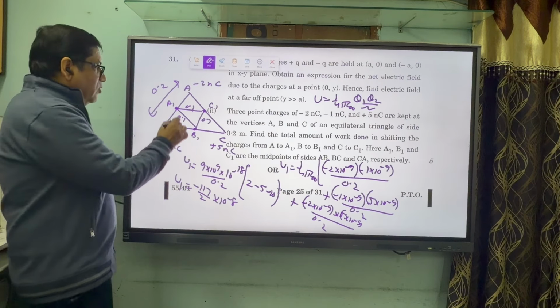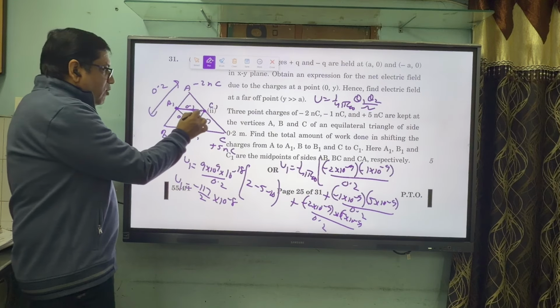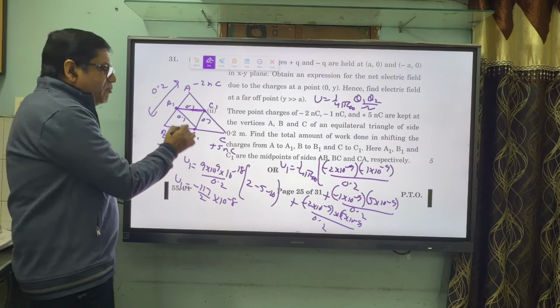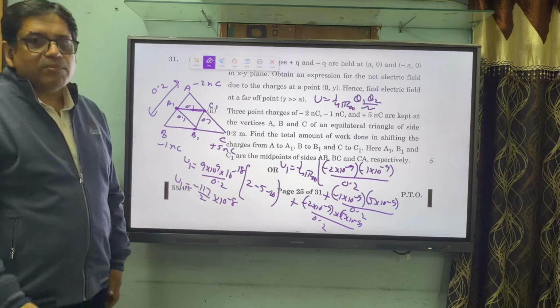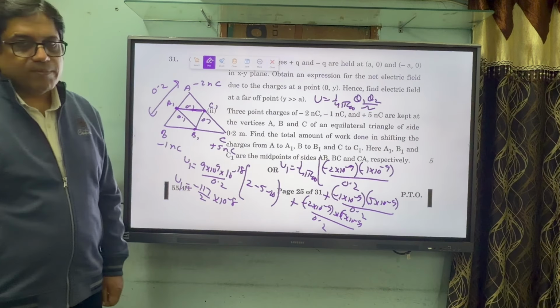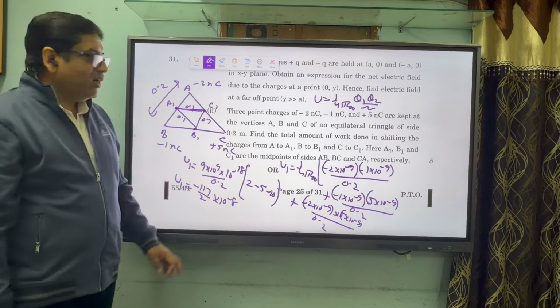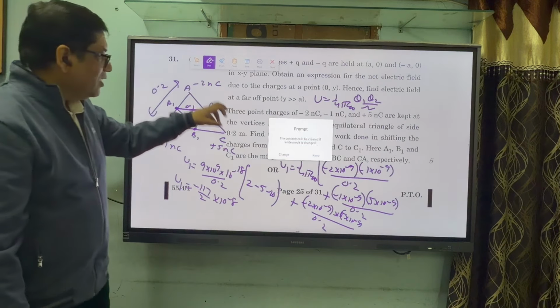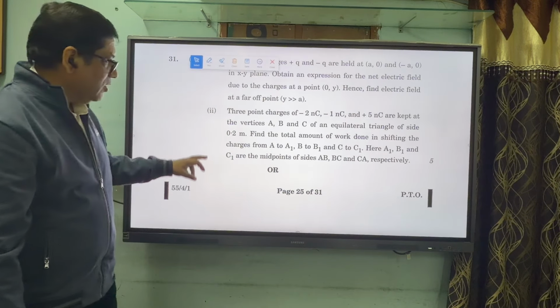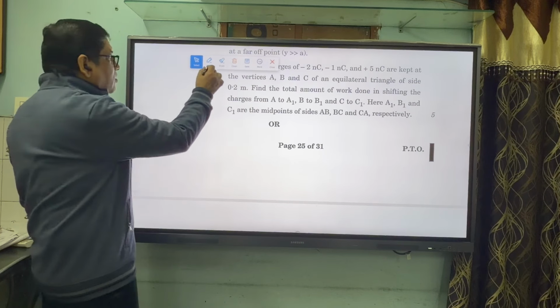Because you know that line joining the midpoint of two sides of a triangle is parallel to the third side and half of it. ये 10th का एक basic theorem है. So distance will become 0.1 now. So in this case nothing will change, only the distance will change. So what will be the new potential energy?